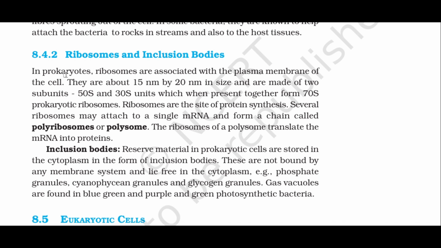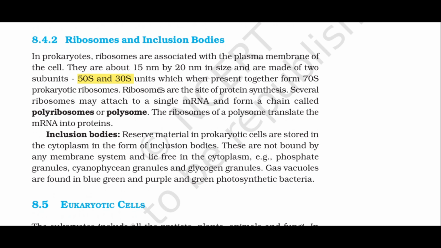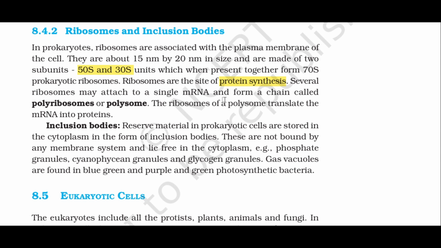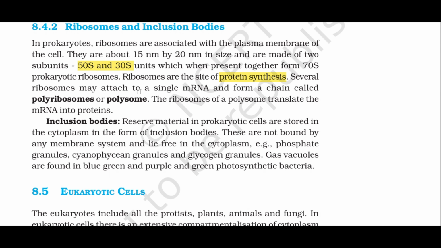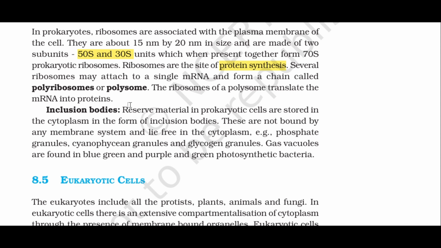In prokaryotes, ribosomes are associated with the plasma membrane of the cell. They are about 15 nanometers by 20 nanometers in size and are made of two subunits, 50S and 30S units, which when present together form 70S prokaryotic ribosomes. Ribosomes are the site of protein synthesis. Several ribosomes may attach to a single mRNA and form a chain called polyribosomes or polysome. The ribosomes of a polysome translate the mRNA into proteins.